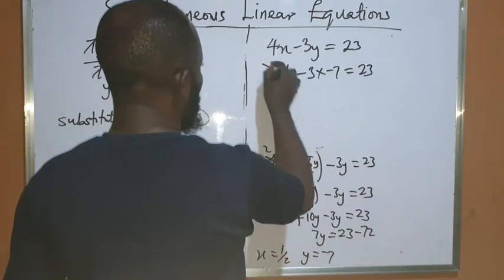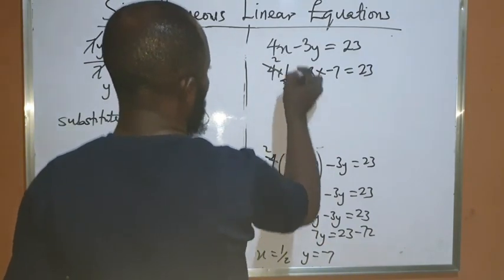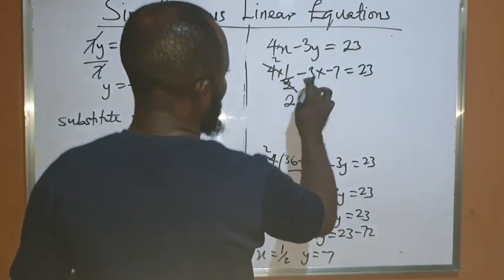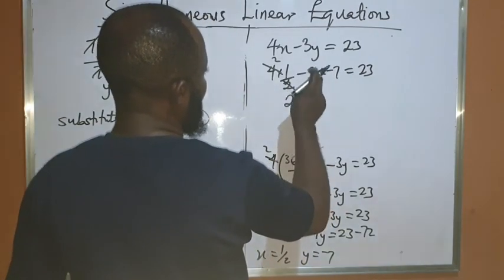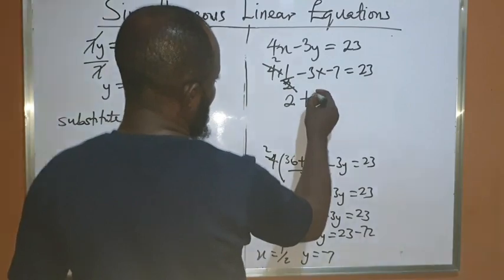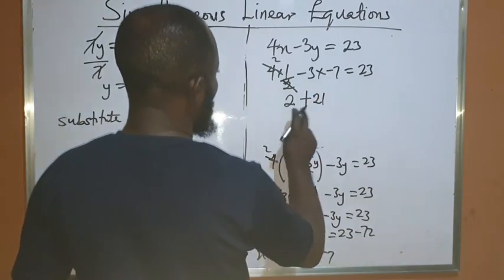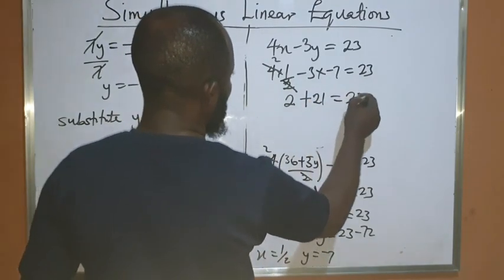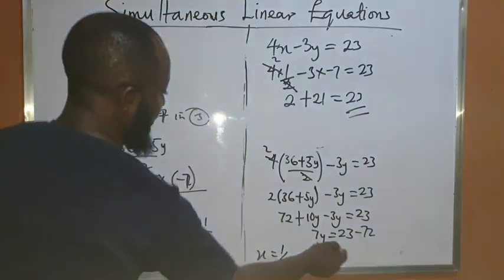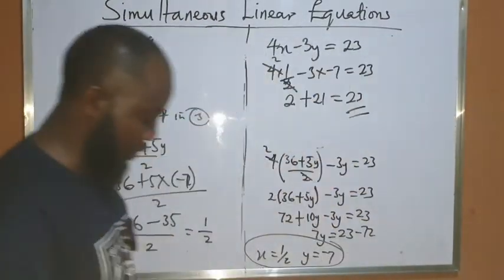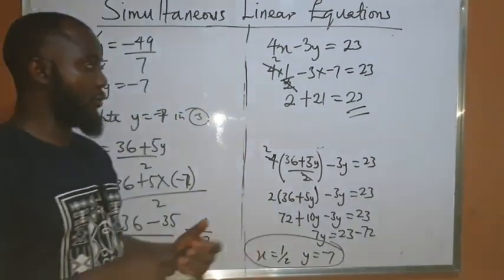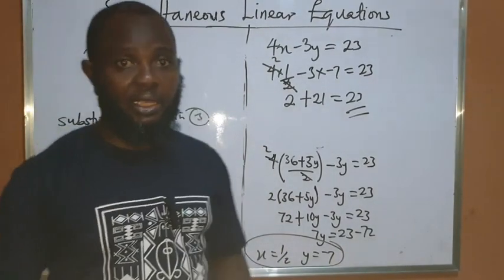So this cancels this, that gives 2, right? Plus 2 times minus 3 times minus 7, that's plus 21. So 2 plus 21 equals 23, which is correct. So which means our answer is very much correct. So that is that on the substitution method of solving simultaneous linear equations.